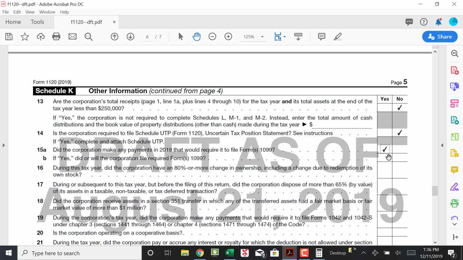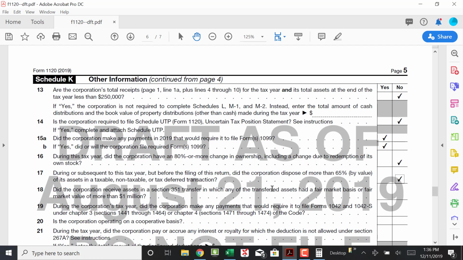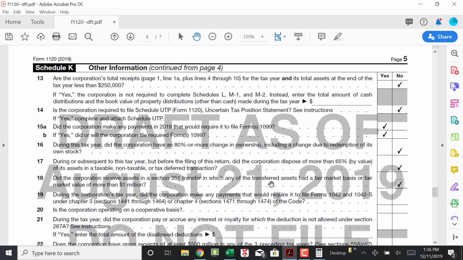Yes, they made their 1099s, so they were both required to and did. There was no change in ownership. They didn't dispose of most of their assets. There was no transfer of assets.